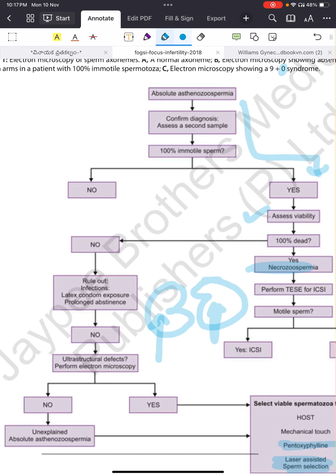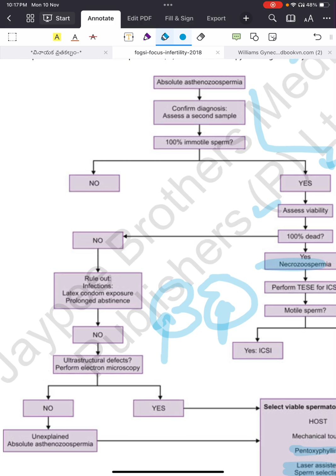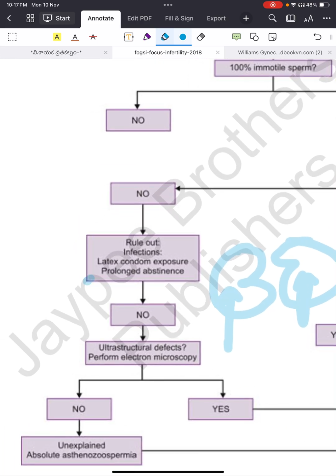Okay, in 100% immotile sperm, if you check the viability and there are no 100% dead sperm, only immotile, they are not dead, but they're alive. If it is like that, then you should see they're immotile, they cannot move, but they're alive. So you should rule out infections. You should rule out any prolonged abstinence, any latex condom exposure. These cause immotility. Prolonged abstinence also causes immotility.